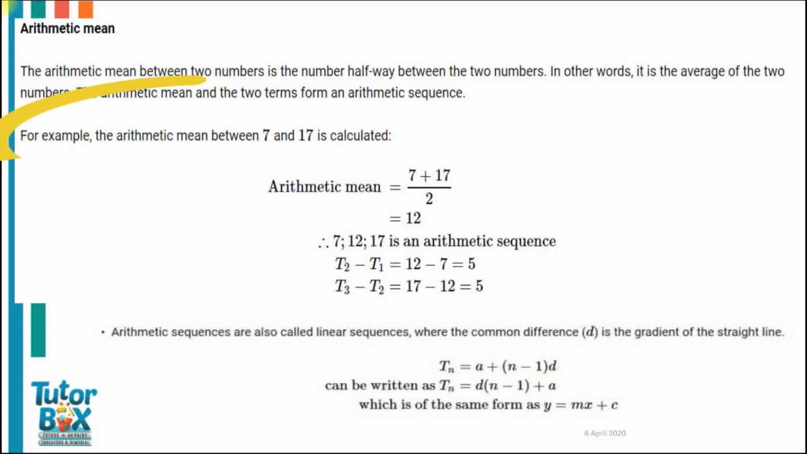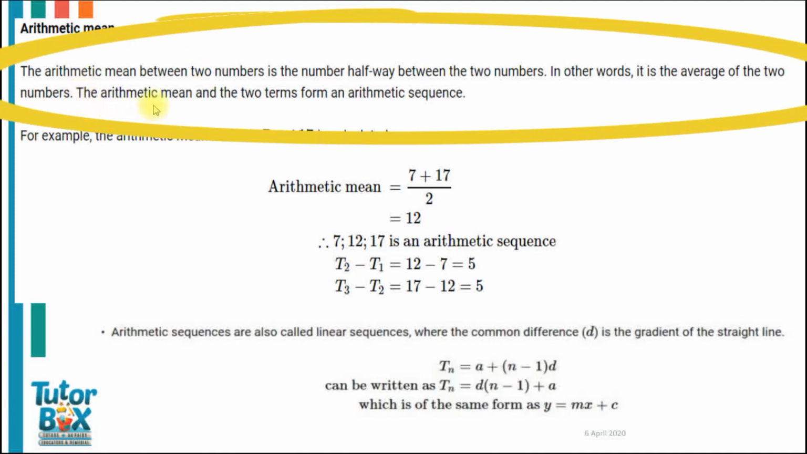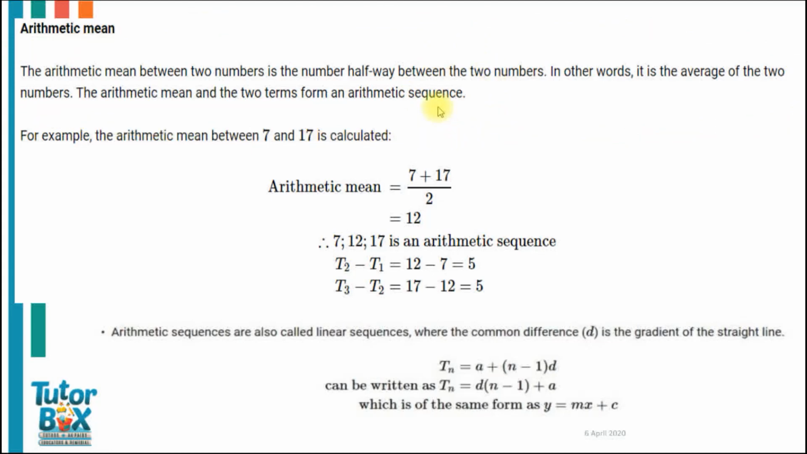For example, the arithmetic mean between 7 and 17 is calculated as (7 + 17) divided by 2. You should get 12. You can check with your calculator. And this statement is now saying the arithmetic mean and the two terms form an arithmetic sequence. So if you take these two numbers and get the arithmetic mean, which we got as 12, all these three numbers will form an arithmetic sequence.